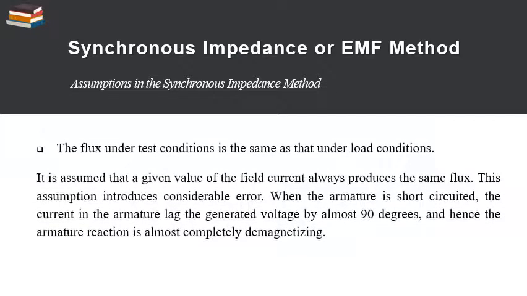Number 2. The flux under test condition is the same as that under load condition. It is assumed that a given value of the field current always produces the same flux. This assumption introduces considerable error. When the armature is short circuited, the current in the armature lags the generated voltage by almost 90 degrees, and hence the armature reaction is almost completely demagnetizing.